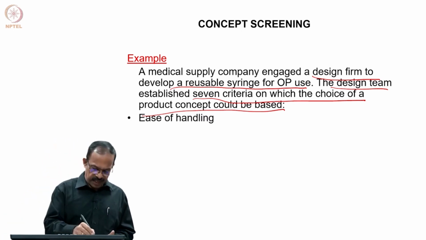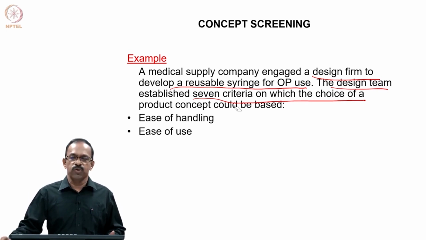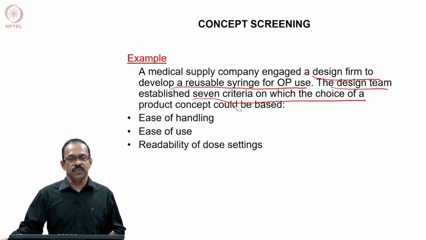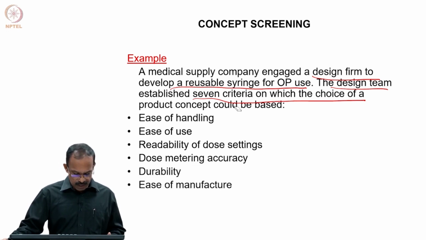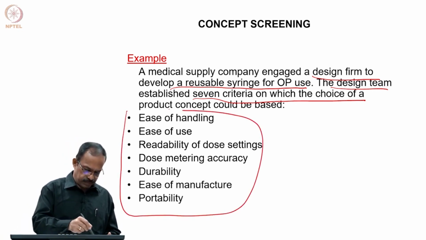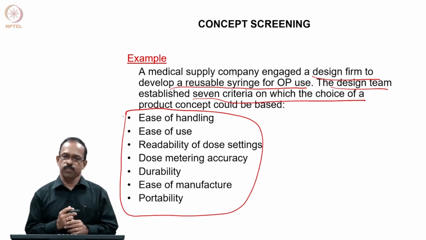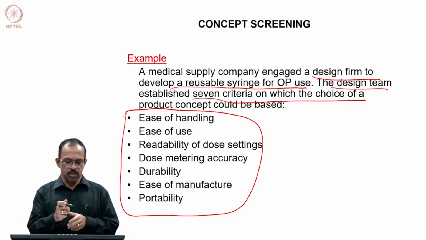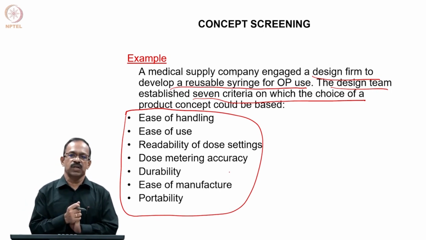So, the first one was ease of handling, how easy it is for the medical professional to handle it, and then the ease of use, how easily it can be used, and then readability of dose settings. You need to set the dose, so how easy is it to read it, then dose metering accuracy, and then durability, ease of manufacture, and portability. So, these were the 7 criteria identified by the design team: ease of handling, ease of use, readability of dose settings, dose metering accuracy, durability, ease of manufacture, and portability. Whatever concept you develop will be evaluated against these criteria, and then you will see which one is the best one which meets all these criteria.